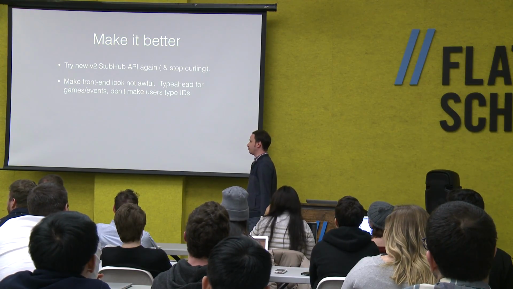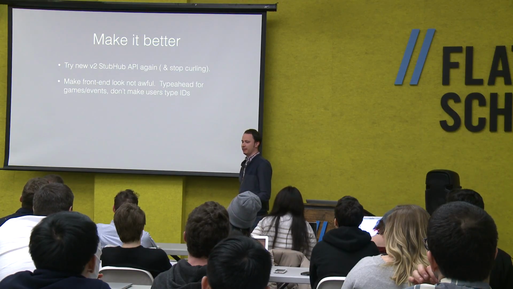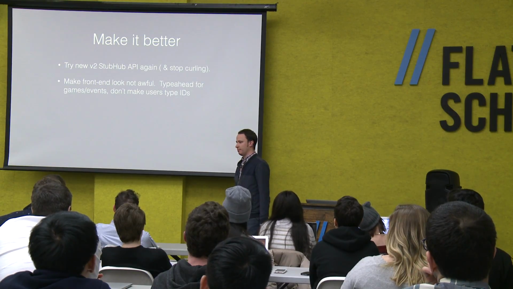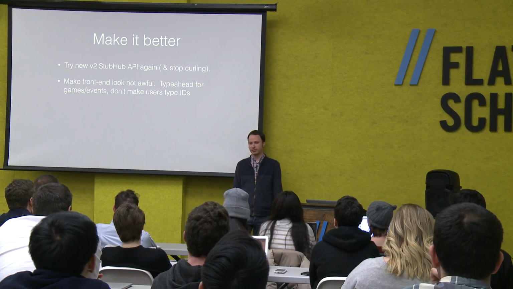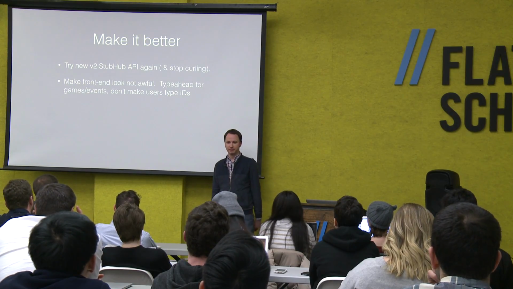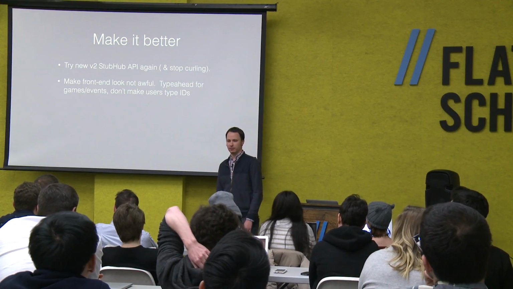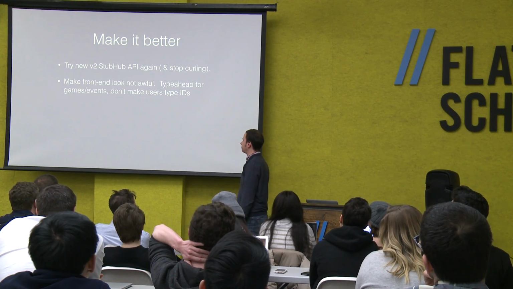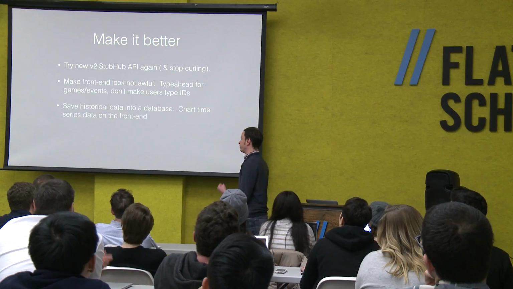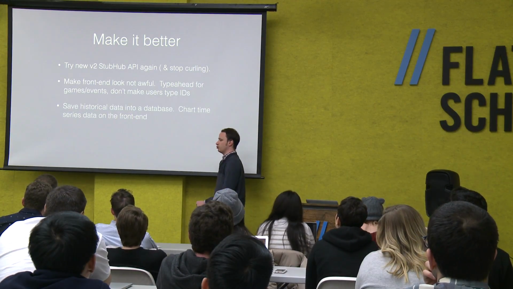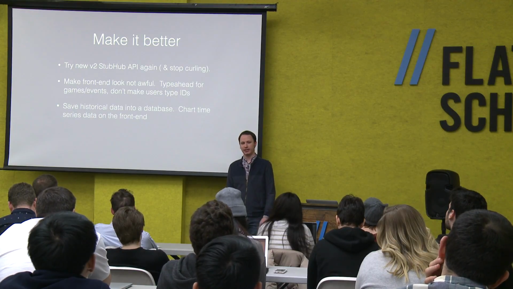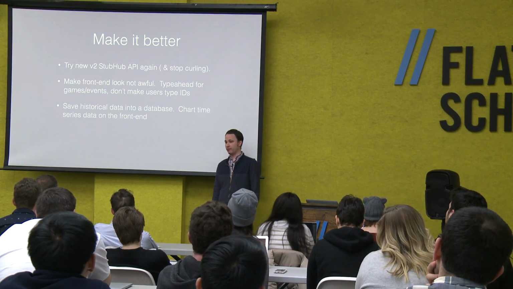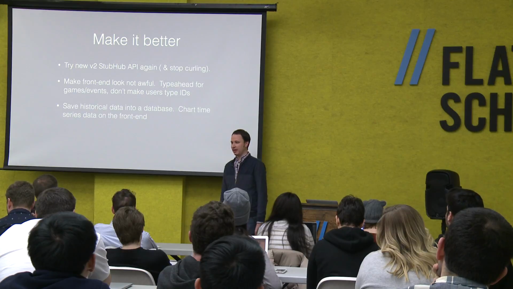Things like type aheads for games and events. Right now you have to type in the ID of the product manually, which is obviously a big pain for a user who would use the app and want something where you can actually type in the name of the game or the event and then derive an ID from that. What I really want to do is save the data into some sort of database so we can see the time series history of these products or of these tickets.